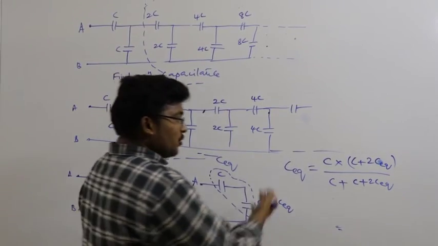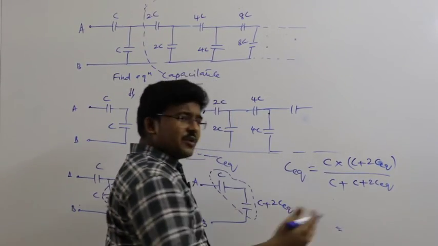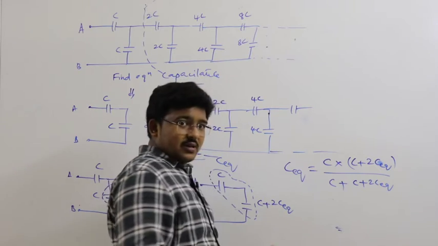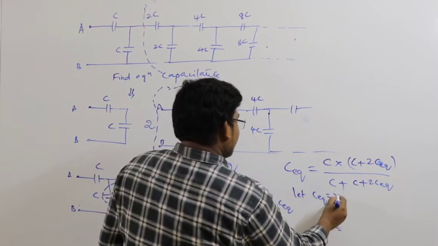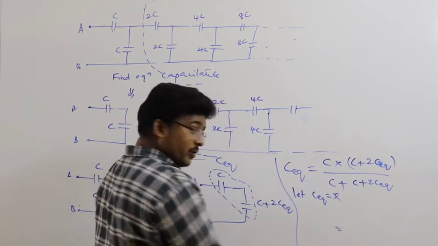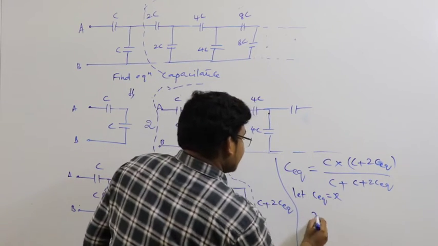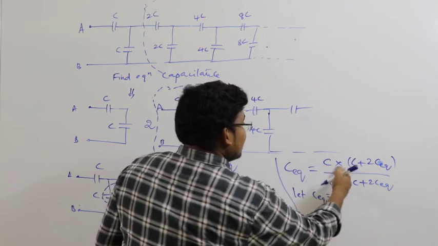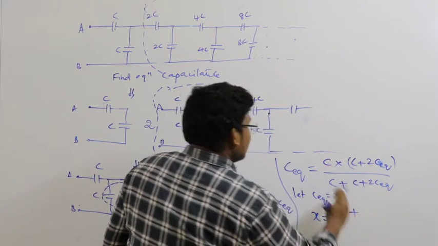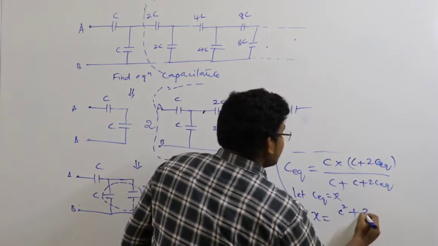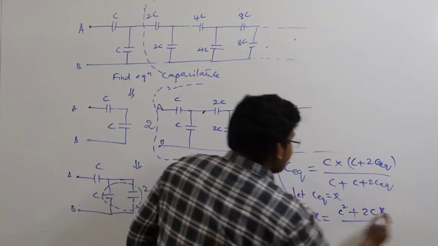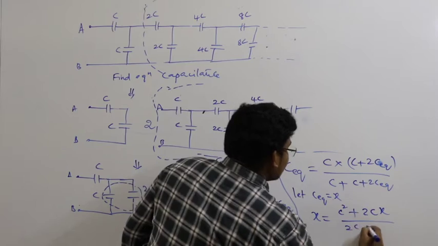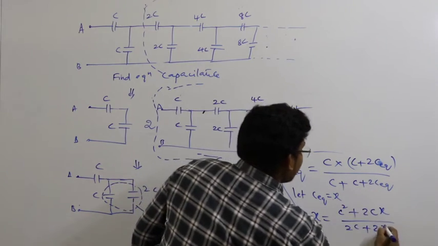Now here you can write C equivalent, and I am treating it as some x. It is very easy to find out. Let C equivalent be some x. Now in mathematics you will get a quadratic equation. C into C is C square, and C into 2 times the equivalent, which I assume as x, by C plus 2x.